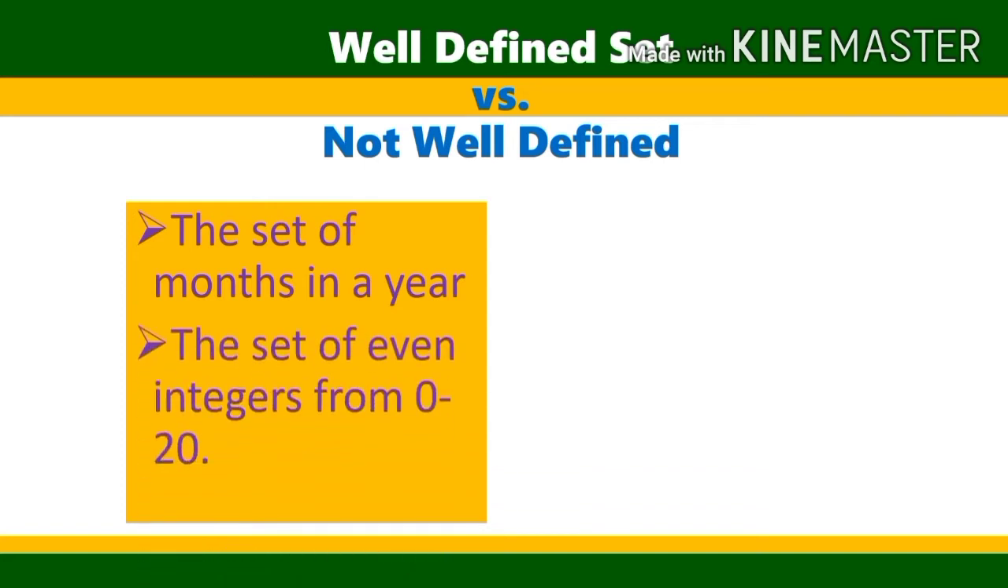Next one, we have the set of even integers from 0 to 20. This is an example of well-defined set since we can give the exact even integers from 0 to 20. We have 2, 4, 6, 8, 10, 12, 14, 16, 18, and 20.